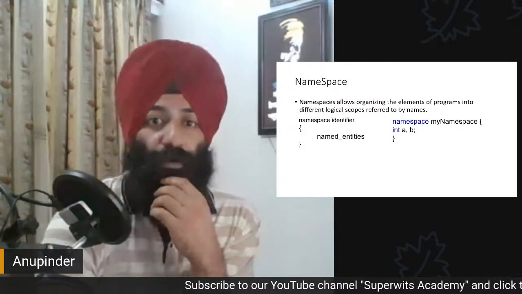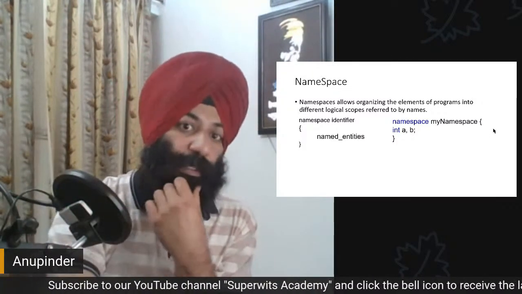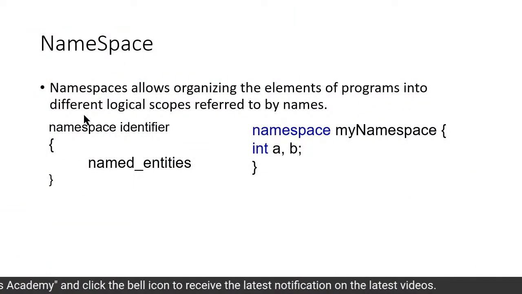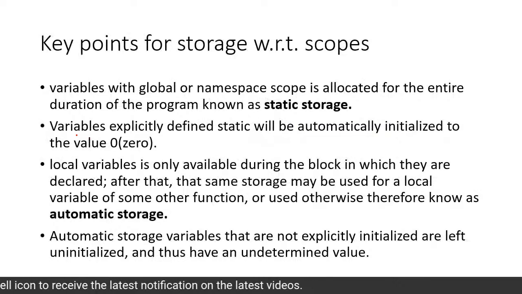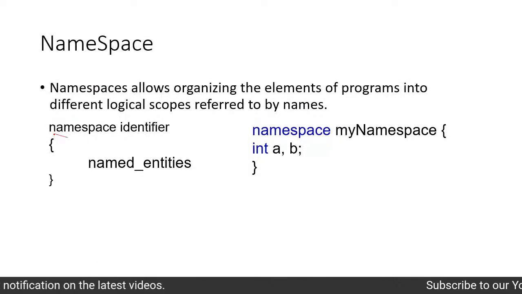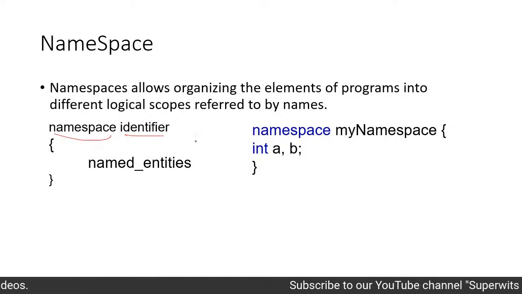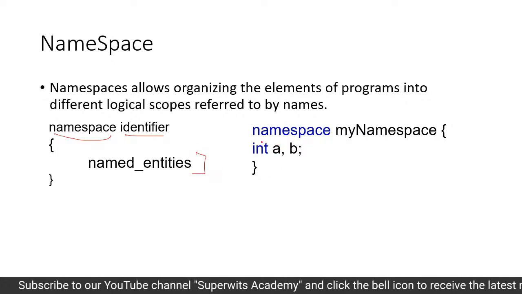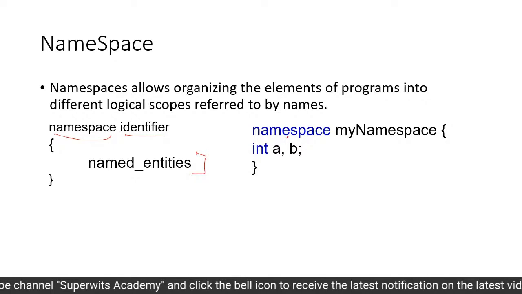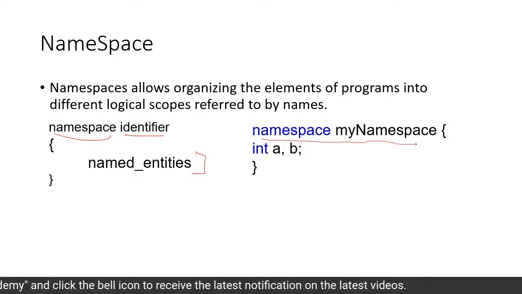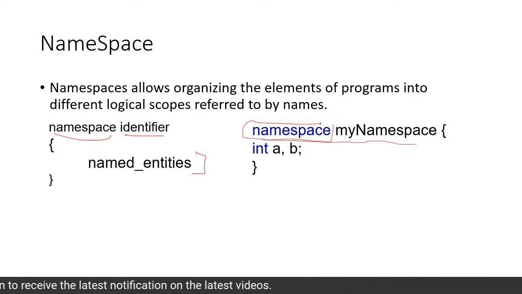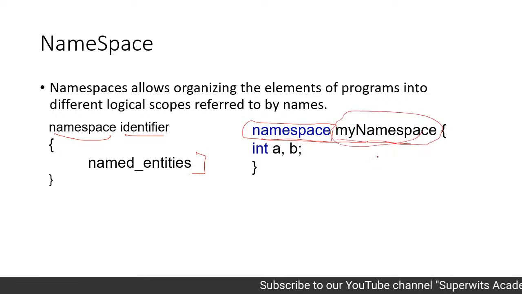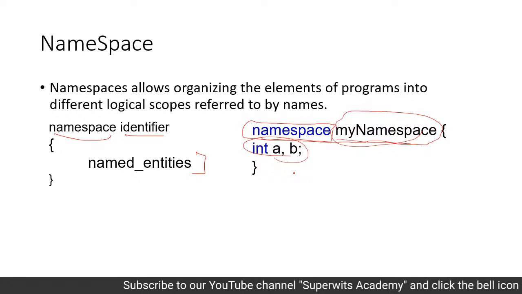So if you look at the basic syntax, it is defined with a simple namespace keyword, and then the identifier is provided, and any entity which you wanted to have as a part of that particular scope. So the namespace is used as a keyword, then whatever name you wanted to give, and then you define the variable inside it.